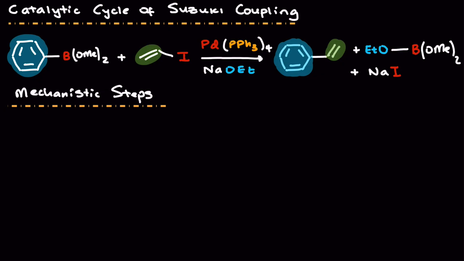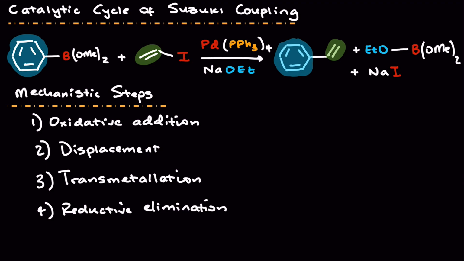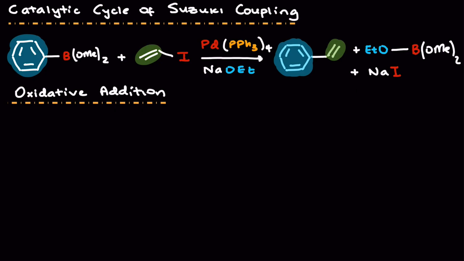So while the intricate curved arrow mechanisms might differ from state to state and from context to context, there are 4 generally accepted mechanistic steps for Suzuki coupling reactions. The first is an oxidative addition step. The second is a displacement step. The third is a transmetallation step. And then the fourth is your reductive elimination step. And so we're going to go through all 4, step one by one, and then we would put it all together into a catalytic cycle. So let's begin with our oxidative addition.